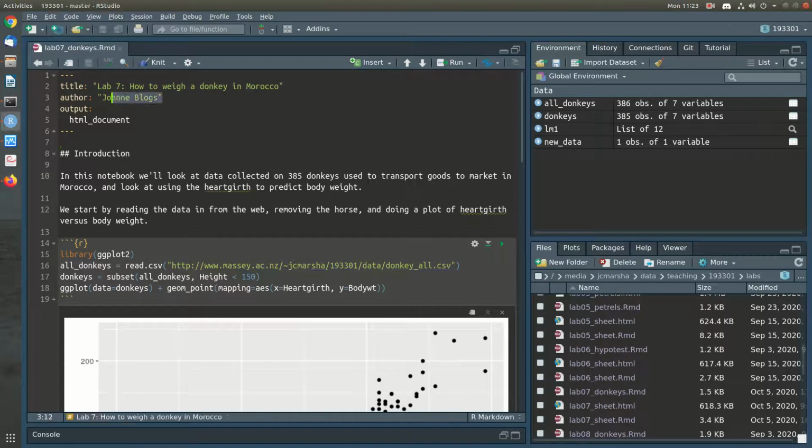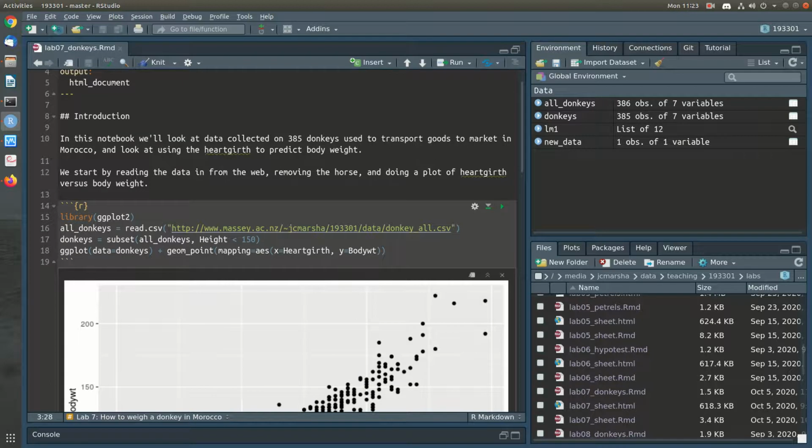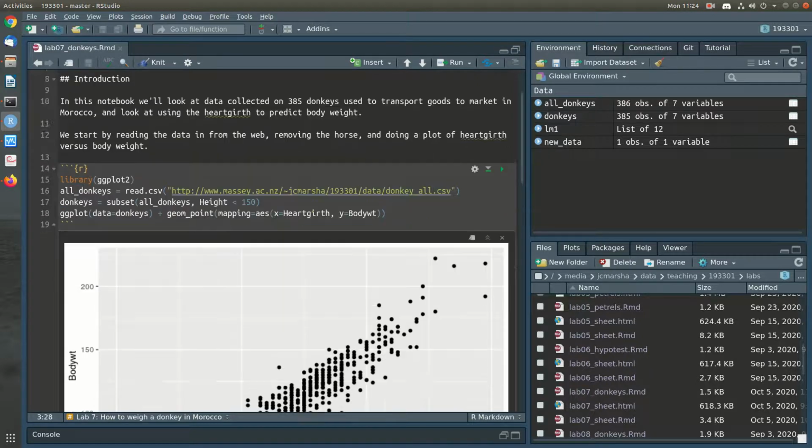Biostats. So today we're going to be looking at the linear model and we're going to be using the donkey data. You remember the linear model is a way that we can model one variable, which is usually the outcome variable, in terms of one or more predictor variables, so that we can predict what the outcome variable is given what we know about the other variables.